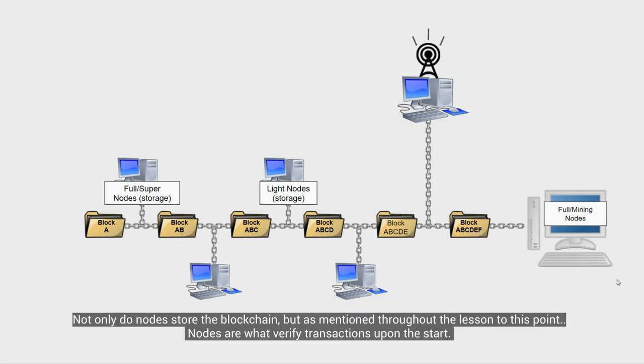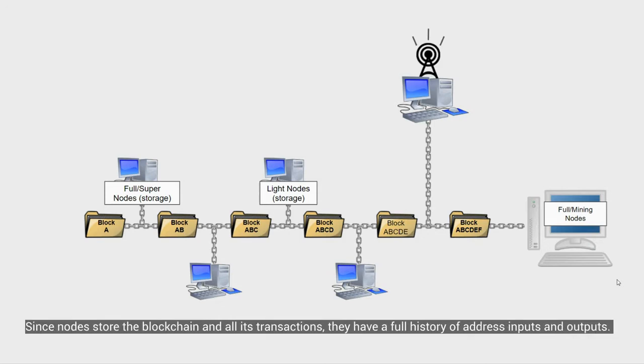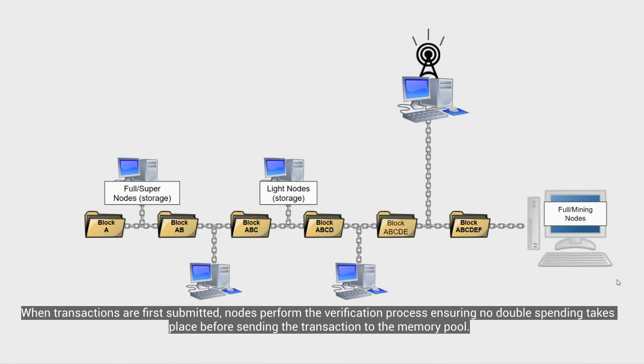Not only do nodes store the blockchain, but as mentioned throughout this lesson to this point, nodes are what verify transactions upon the start. Since nodes store the blockchain and all its transactions, they have a full history of address inputs and outputs. When transactions are first submitted to the blockchain, nodes perform the verification process, ensuring no double spending takes place before the transactions enter the memory pool.